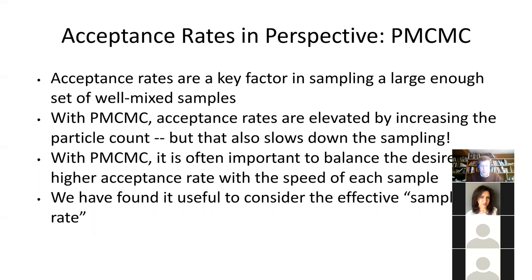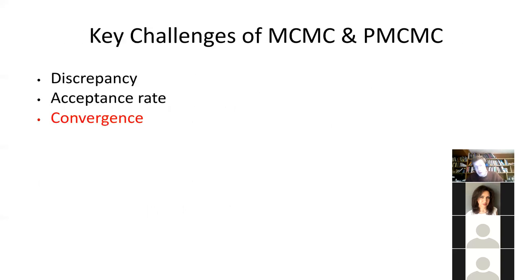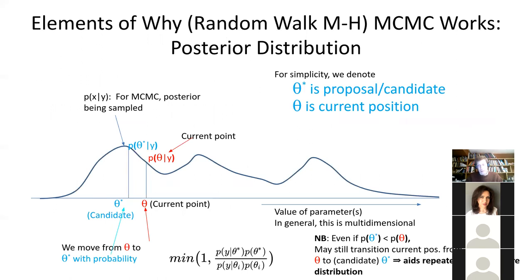You often have to trade off this desire for a higher acceptance rate with the speed with which the algorithm is going. And I like to speak about the sampling rate, how many samples I get out per day. That's what I often try to optimize. That's raised by acceptance rate being raised, but it's also raised by doing less work per iteration, which means somewhat lower particle count, and you gotta trade those off. So acceptance rate is important, and one of the reasons it's important is for convergence.